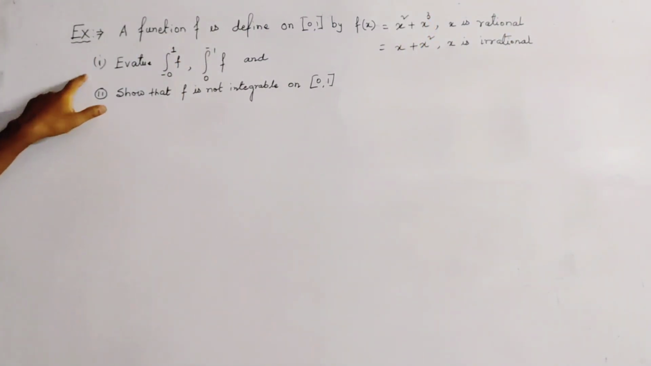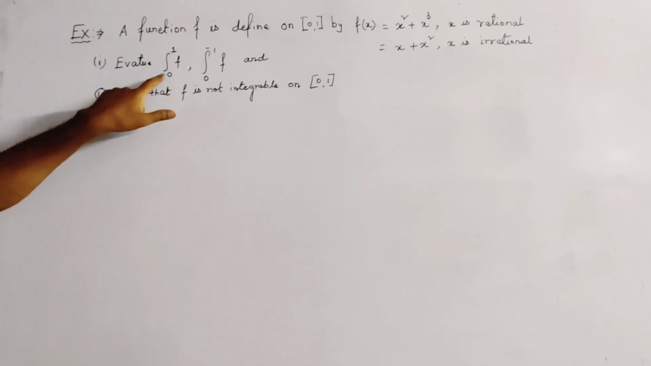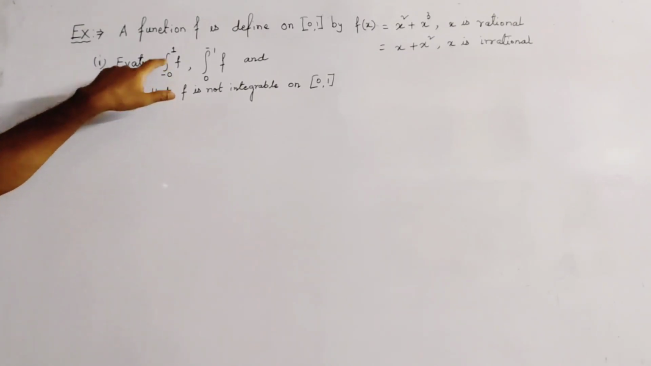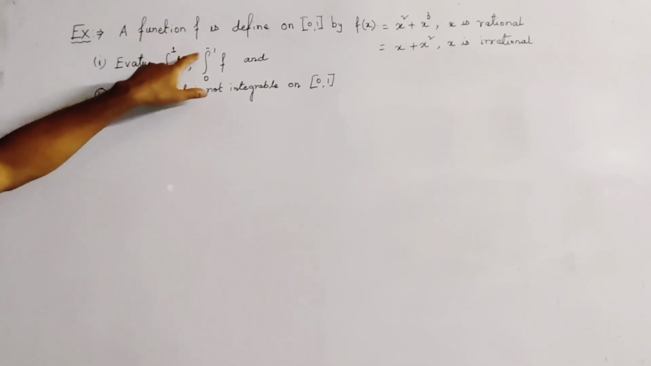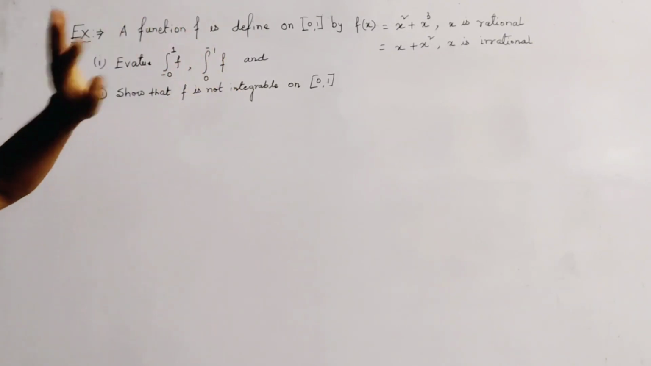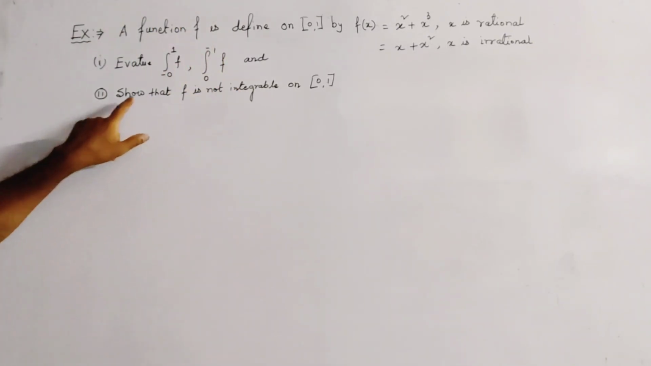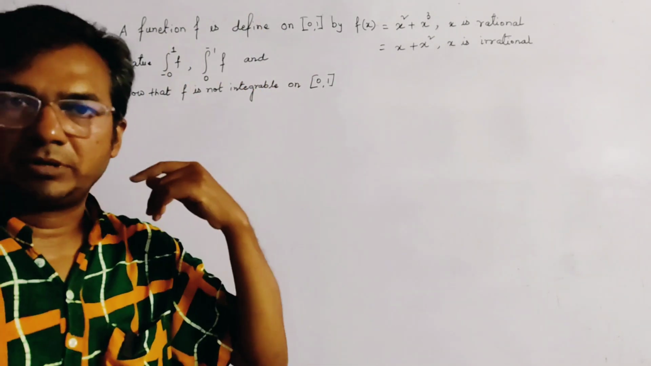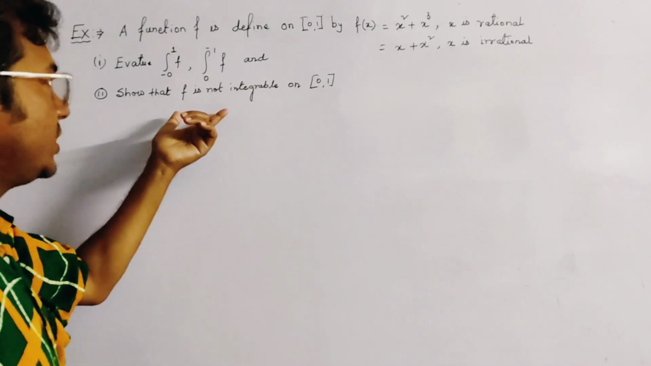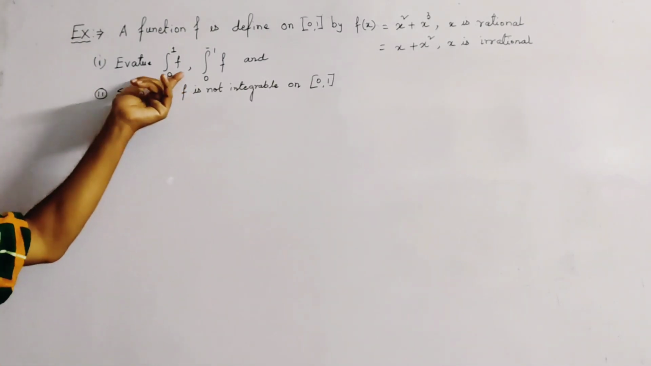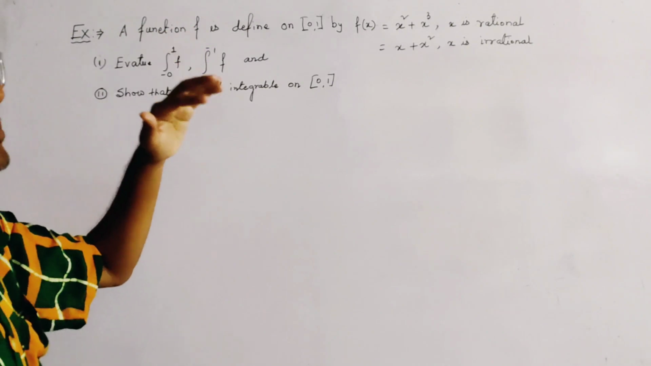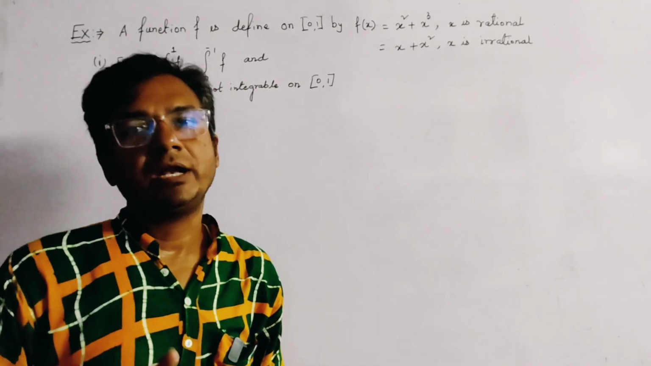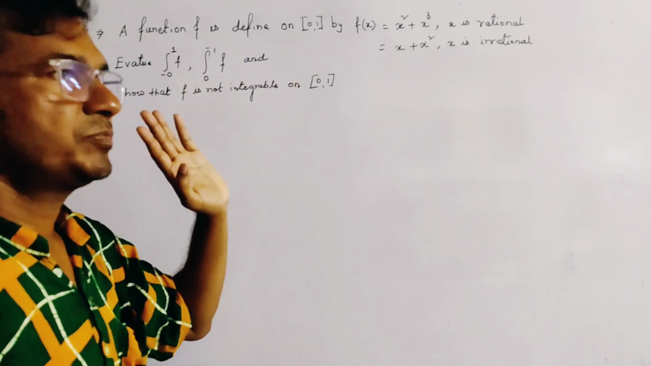The first problem is to evaluate the lower integration, the integral from 0 to 1 of f(x) dx, and the upper integration, the integral from 0 to 1 of f(x) dx. Then show that f is not integrable, that is, not Riemann integrable. So from the second problem it is obvious that the lower integration and upper integration must not be equal. We have to find the lower integration and upper integration of this problem.